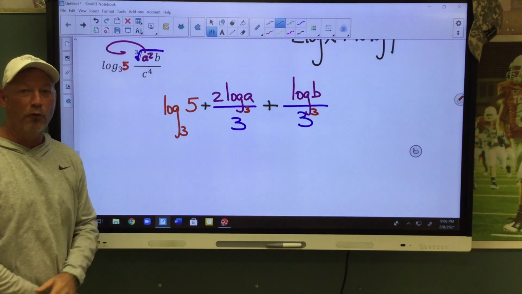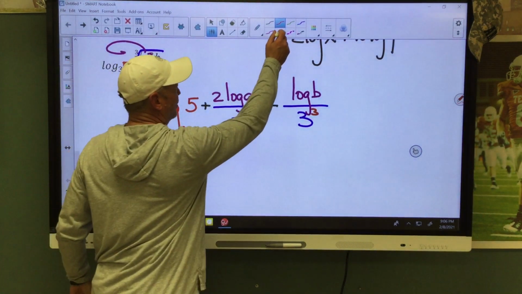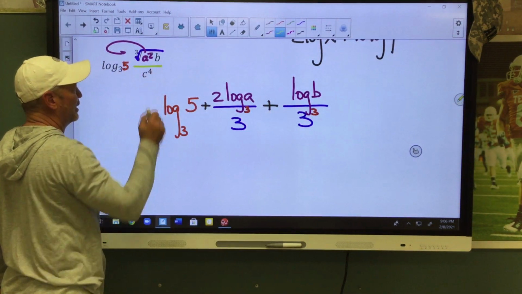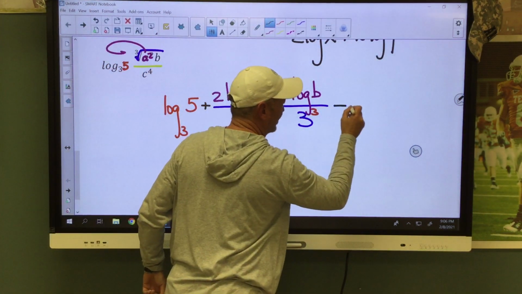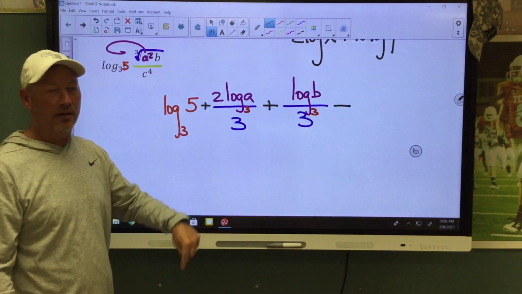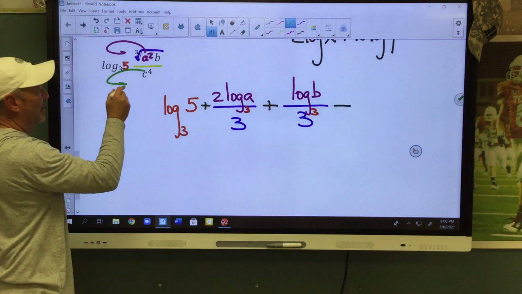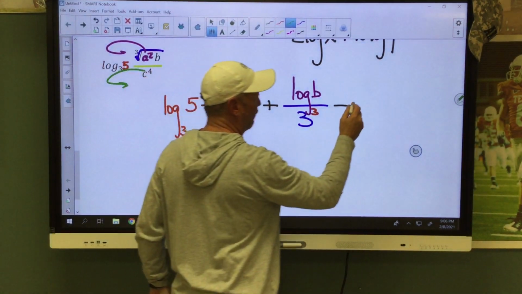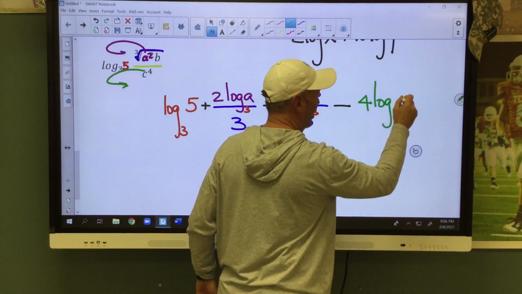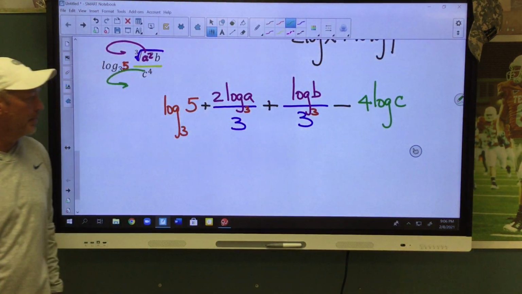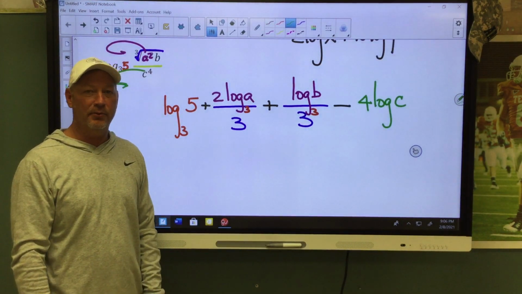But where is c to the 4th power located? It's in the denominator. So we've got this fraction bar, which tells me it's in the denominator, so we're going to have to say what? Minus, because it's in the denominator, but we also have an exponent. We have an exponent on that c, so the 4 has to go in front. We're going to say 4 log of c. Got it? That's about as complicated as you're going to see right there.